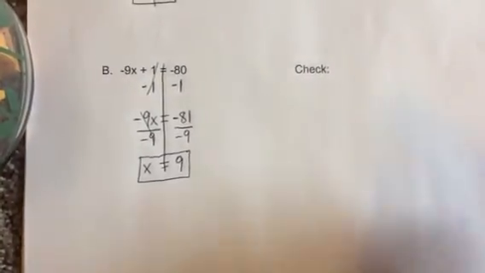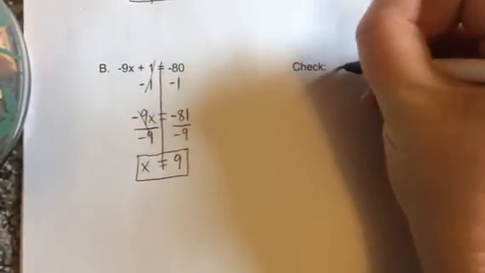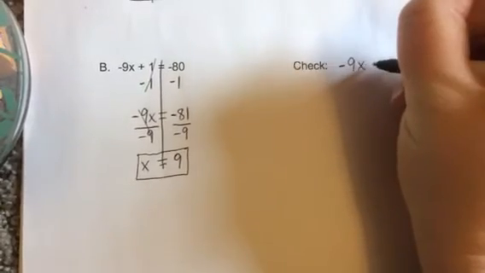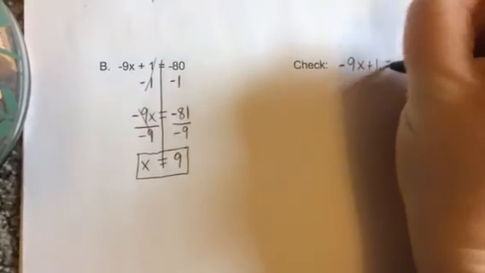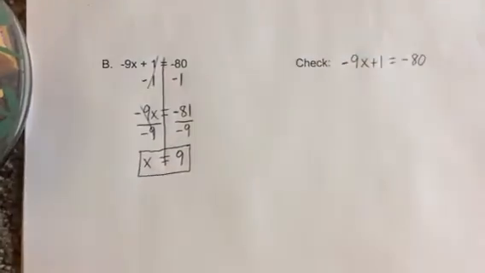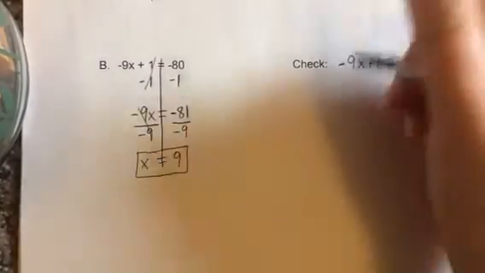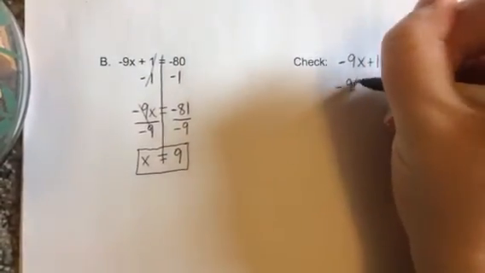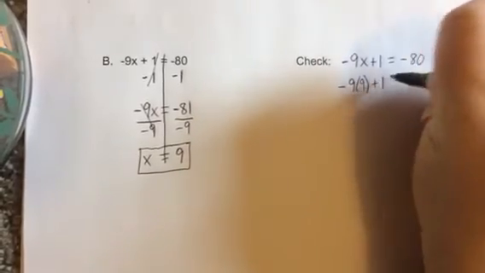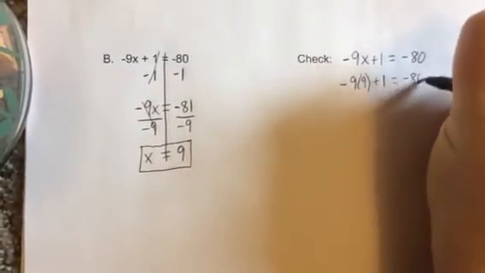And once again, I'm going to do my check, make sure that that 9 makes my equation true. So I'm going to use the original equation to do that. And my answer was 9. I'll put that in. So negative 9 times my answer, positive 9, plus 1 equals negative 80.